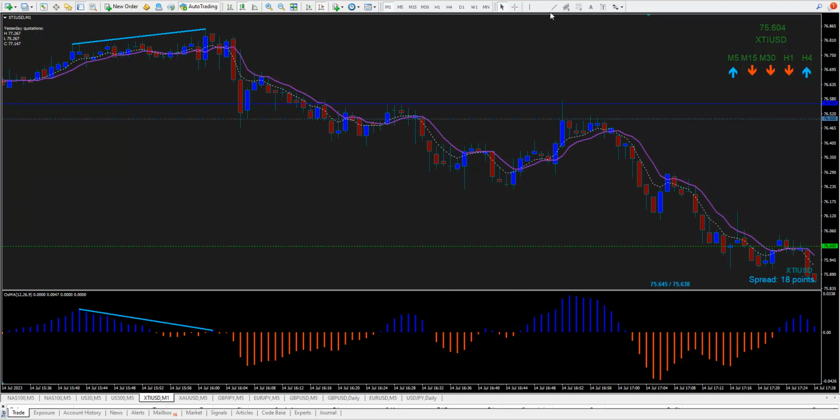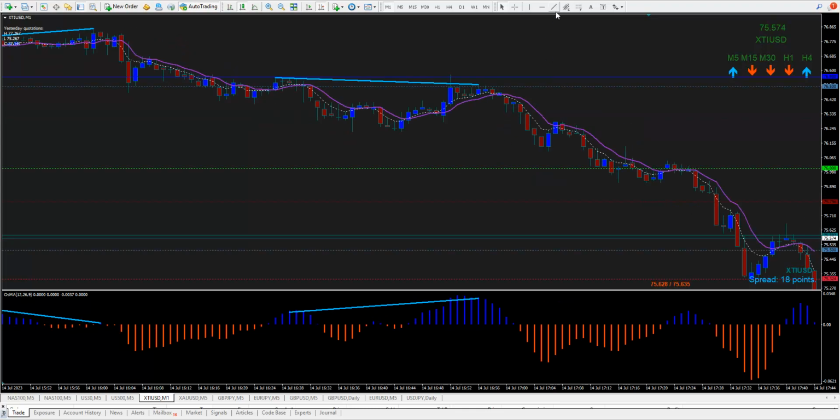And here was another one along the way. See, that's going up right here. That's going down. You would have sold right in here.